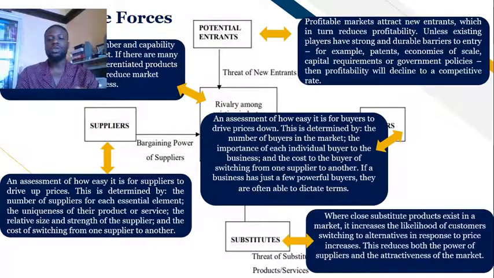And when you look at the substitute aspect, this deals with the substitute products that exist in the market. Where there are close substitute products in markets, it increases the likelihood of customers switching to alternative products in response to a price increase. And this generally reduces the power of suppliers and the attractiveness of markets.